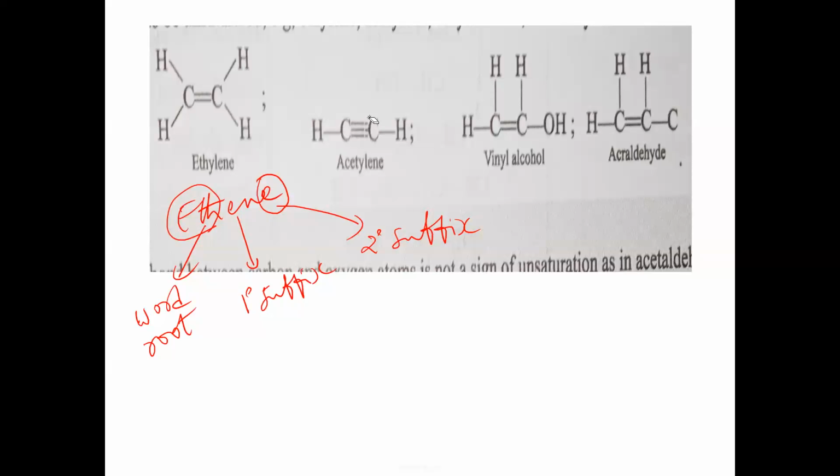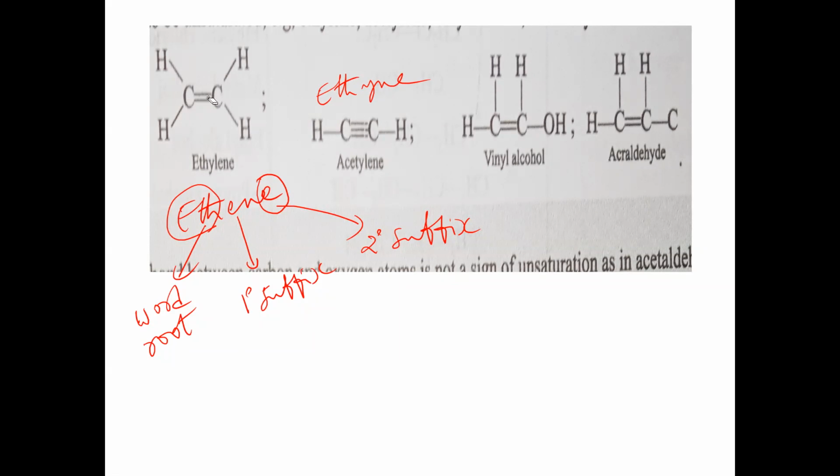Now, two carbon atoms, eth. And a triple bond is there, no? A triple bond between carbon atoms indicates yne. Ethyne is the IUPAC name of acetylene. In this, the triple bond is between two carbon atoms.